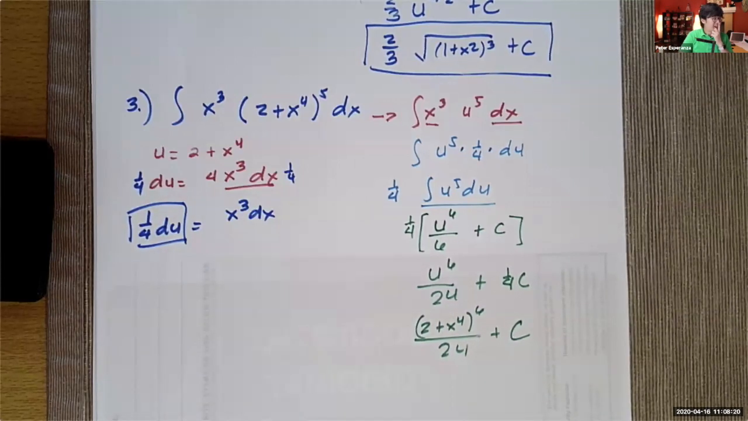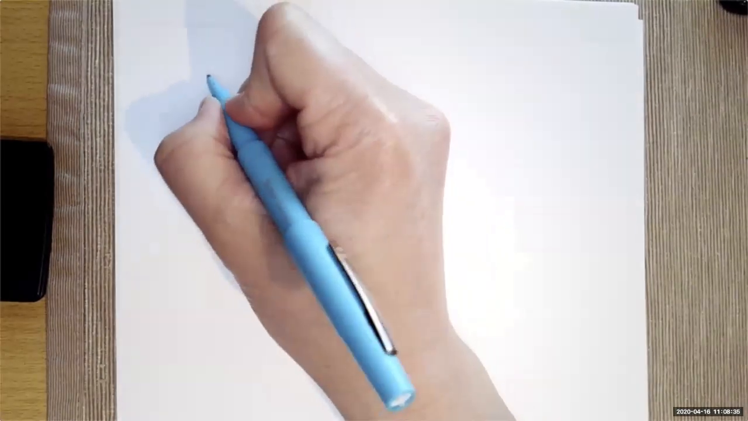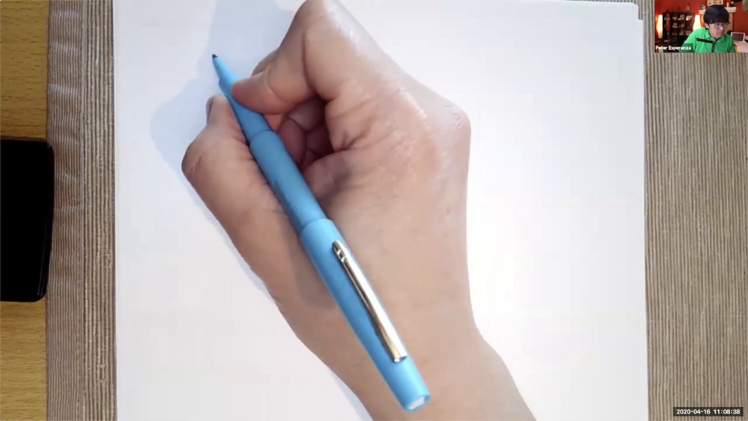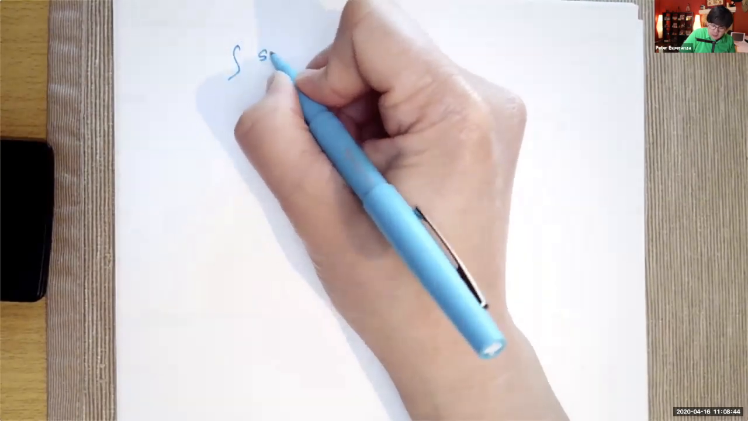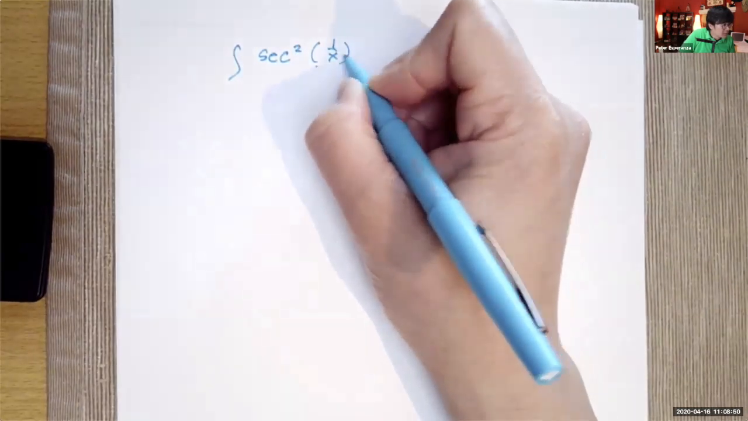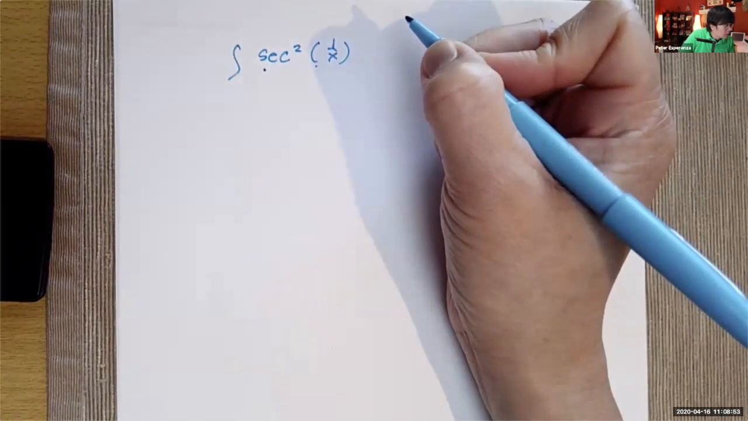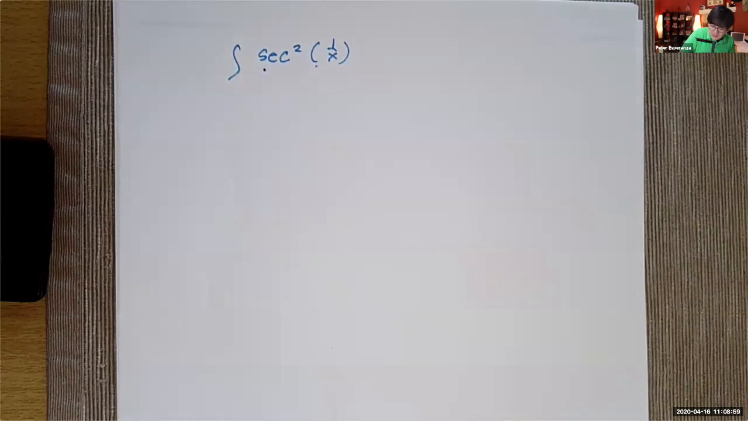Next. Let's try this. Ready for a little bit more challenging problem? Let's throw in some trig function. Integral of secant squared of 1 over x, all over x squared dx.